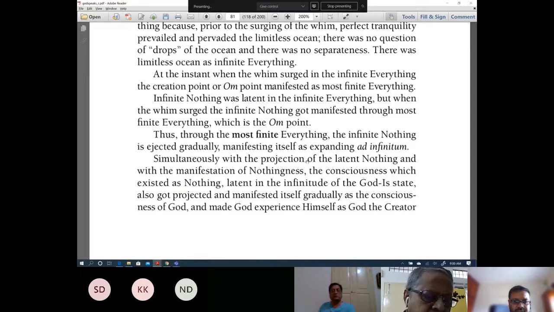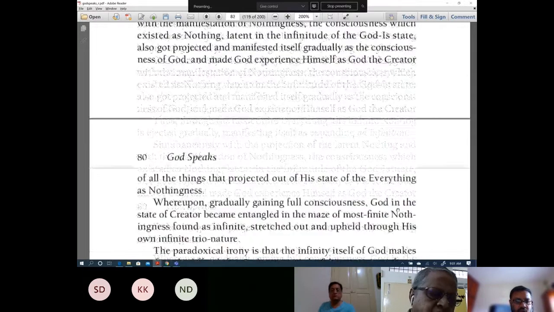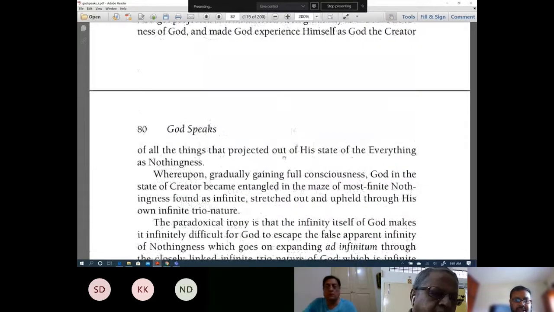Simultaneously, with the projection of the latent nothing and with the manifestation of nothingness, the consciousness which existed as nothing, latent in the infinitude of the God-is state, also got projected and manifested itself gradually as the consciousness of God, and made God experience himself as God the Creator of all the things that projected out of his state of the everything as nothingness.